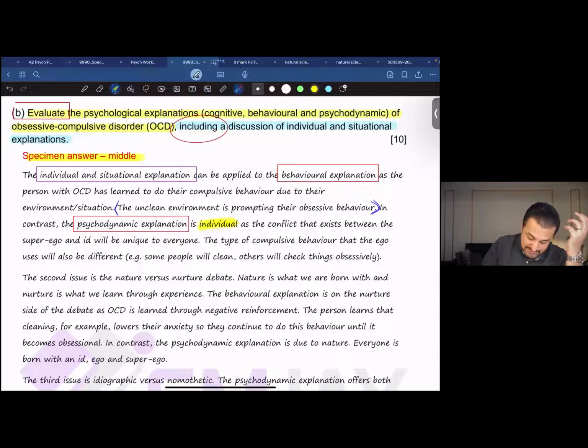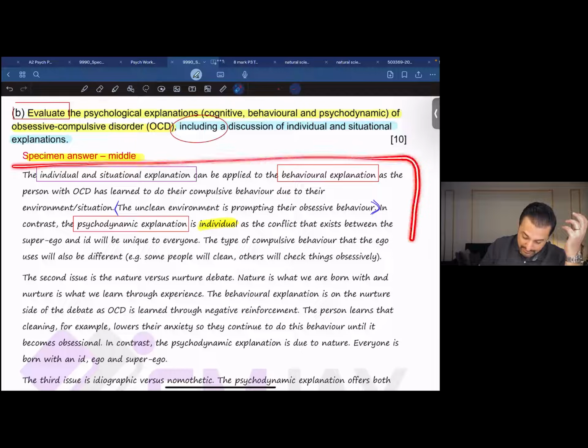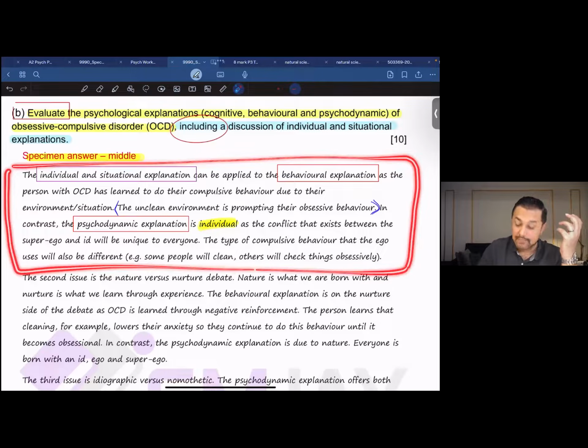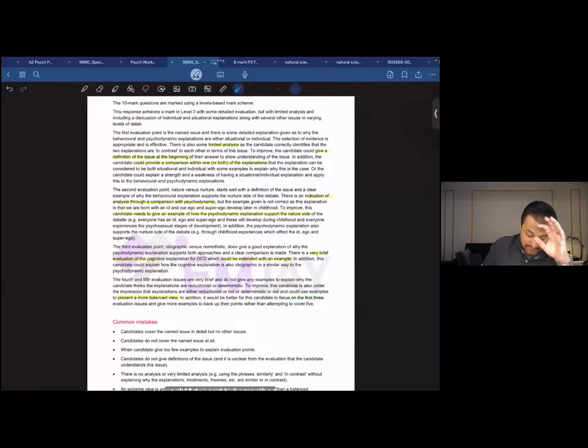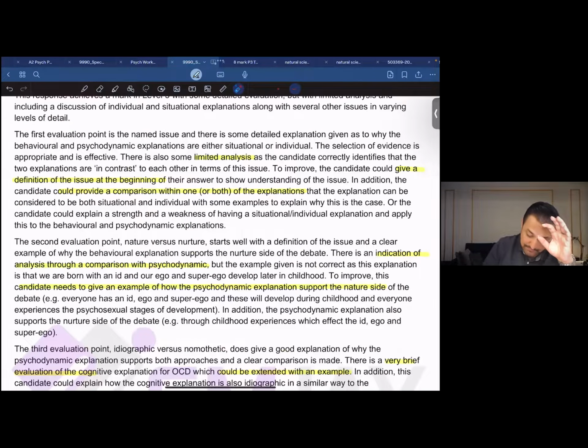Now, this is the paragraph. Let's have a look at what the examiner feels about this particular paragraph, right? If you haven't read this properly as yet, you might as well pause it here and read through this. If you're done reading this, moving on towards how the examiner feels about this particular paragraph.